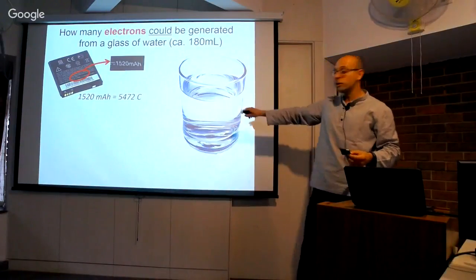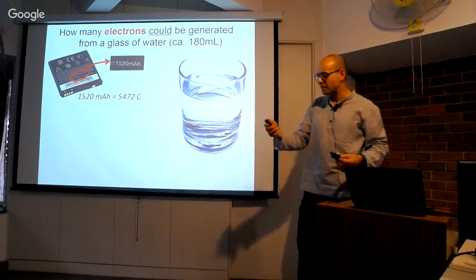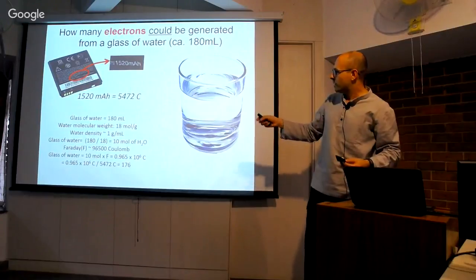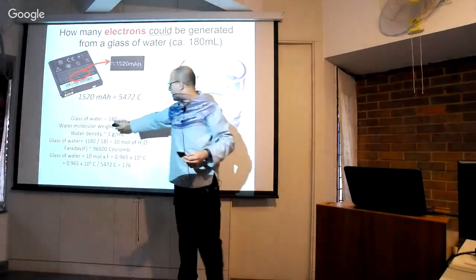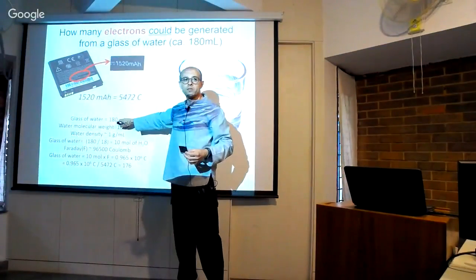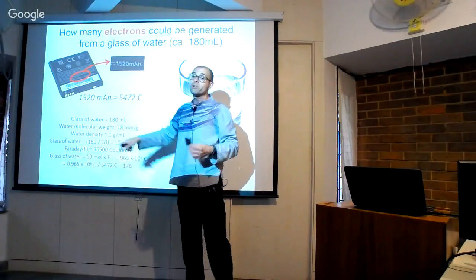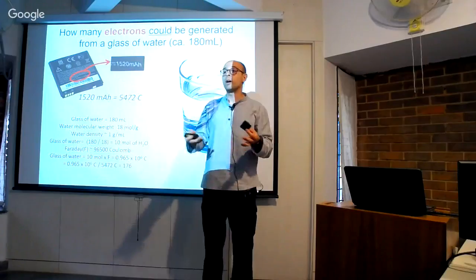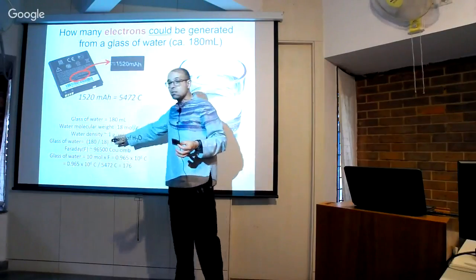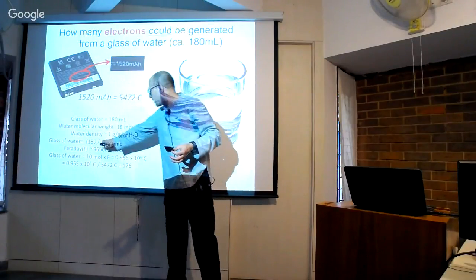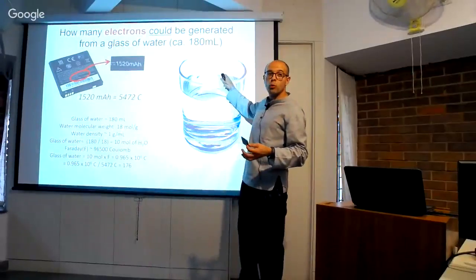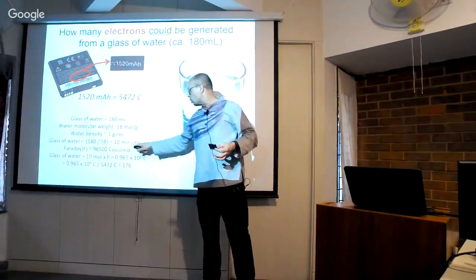Let's try to calculate how many coulombs are here. By using 180 mLs of water, I use this 180 because the molecular weight of water is about 18. As the density is 1 gram per mL, we can calculate that in a glass of water like this, there are 10 moles of water.